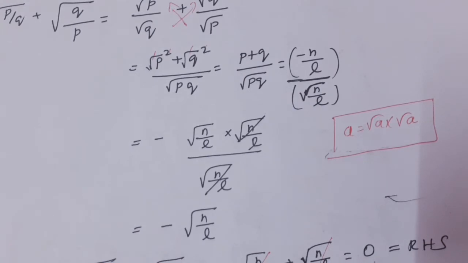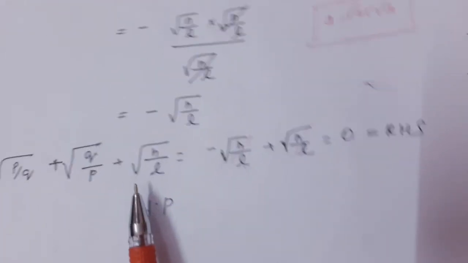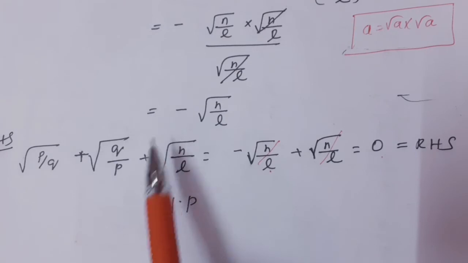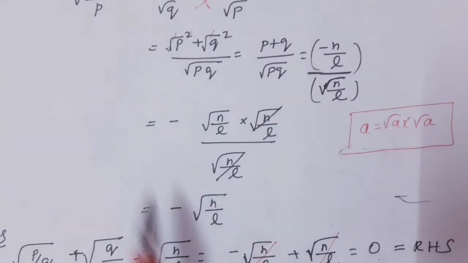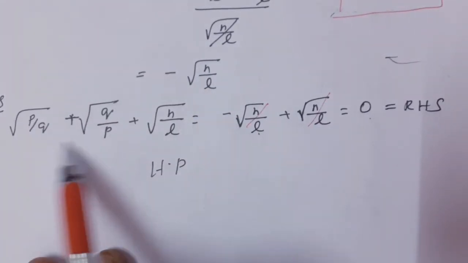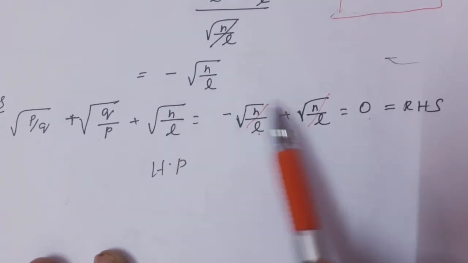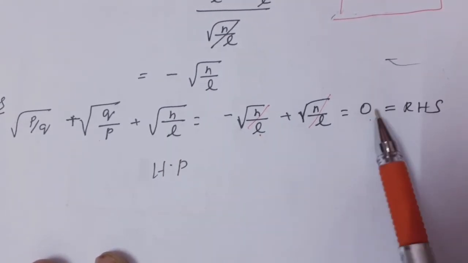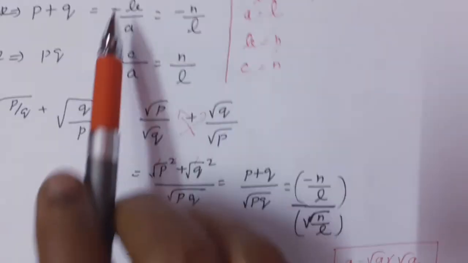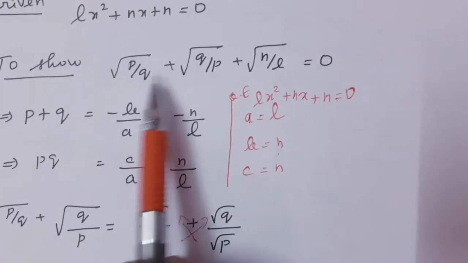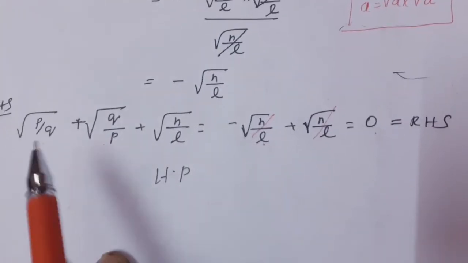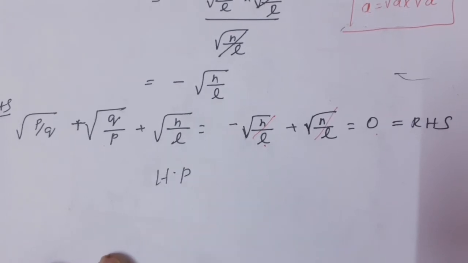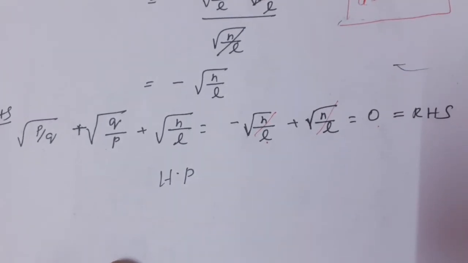What is the result? Root P by Q plus root Q by P plus root N by L equal to 0. How we prove? First we find this value, and we get the result minus root N by L. You substitute the value for the LHS. This is nothing but minus root N by L, already having plus root N by L. Both the values are cancelled. The answer is we get 0. This only we prove. Root P by Q plus root Q by P plus root N by L equal to 0 equal to RHS. Hence we prove the result.